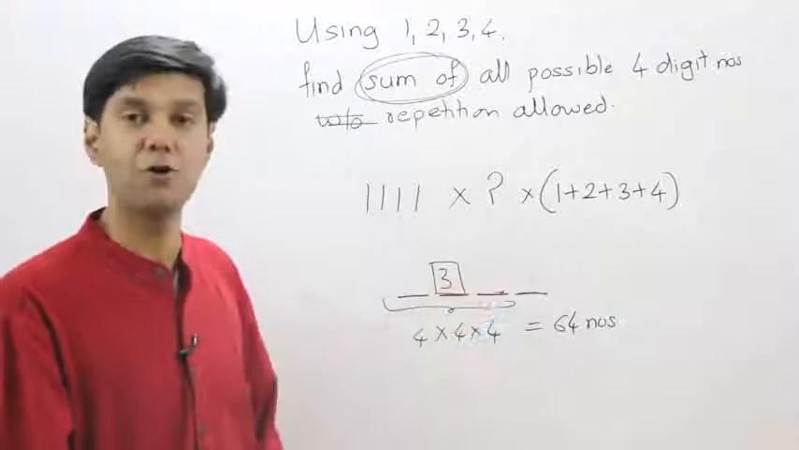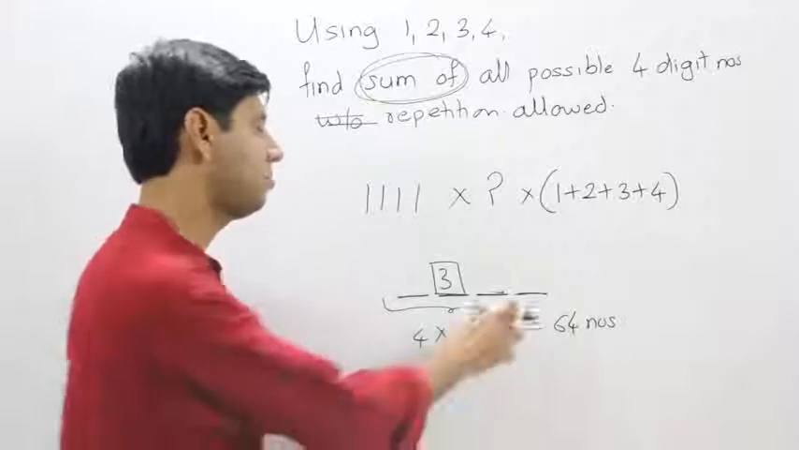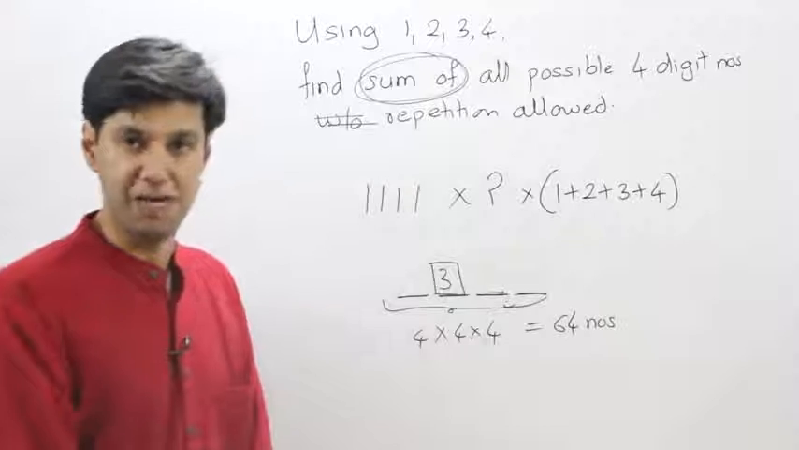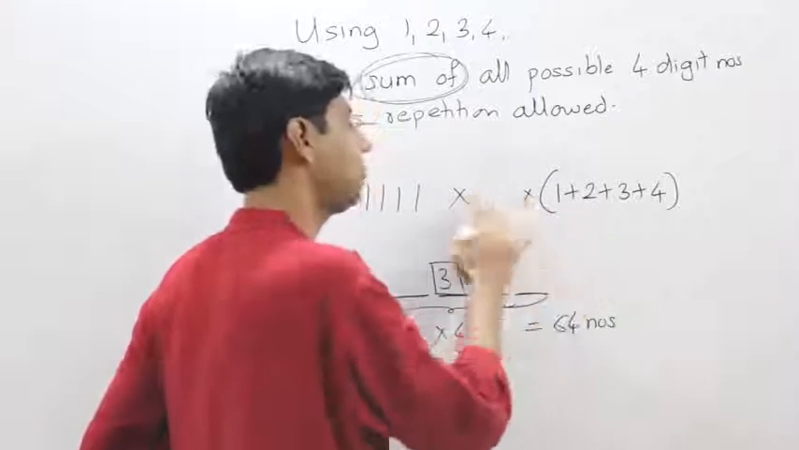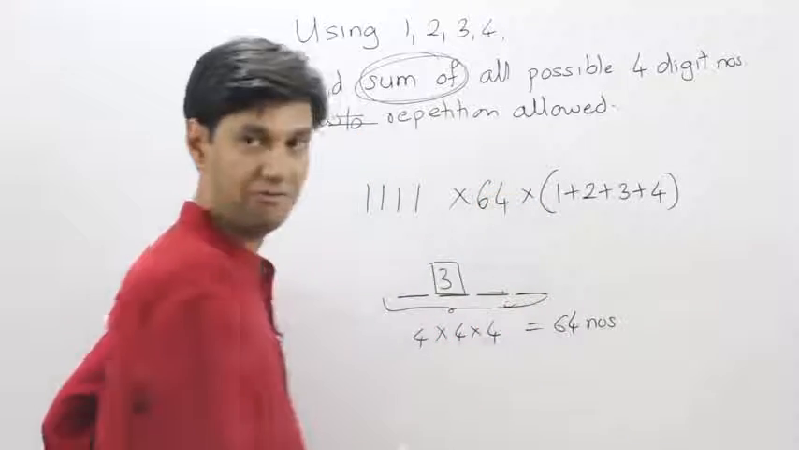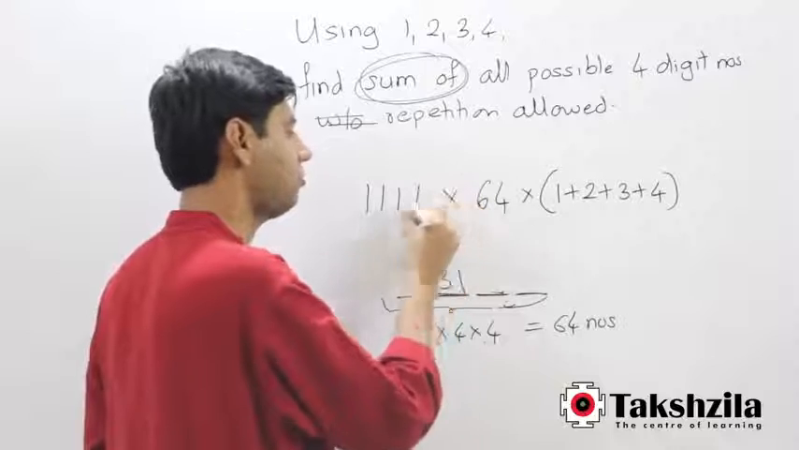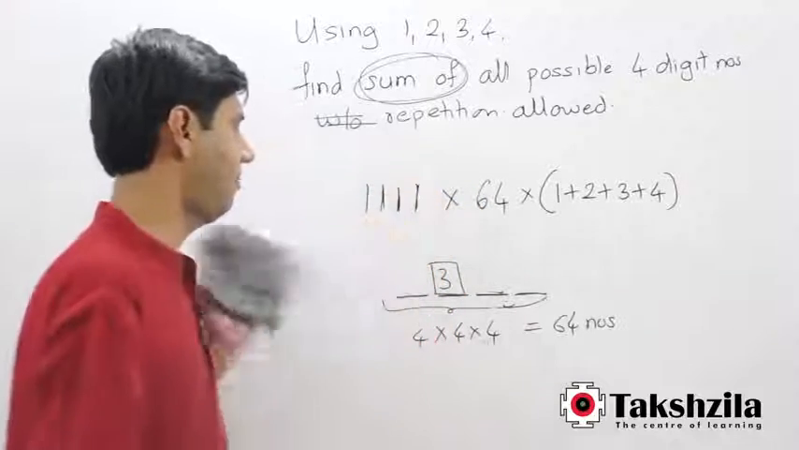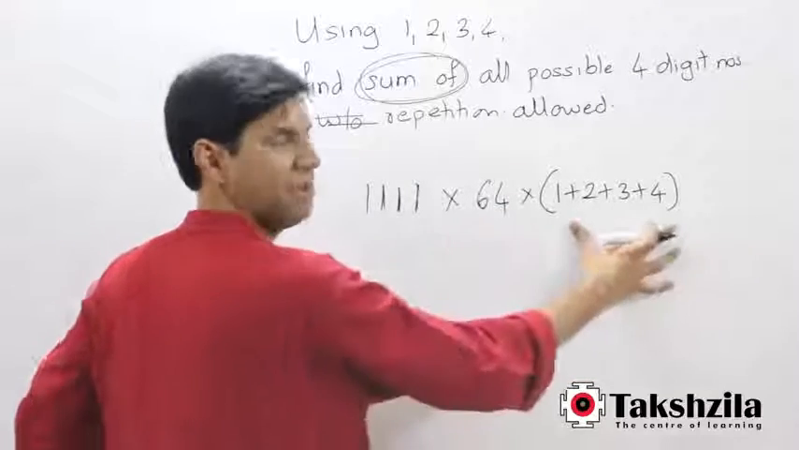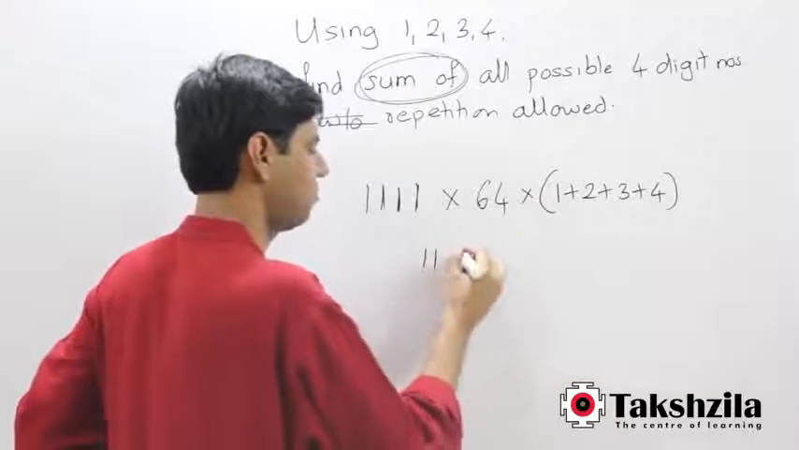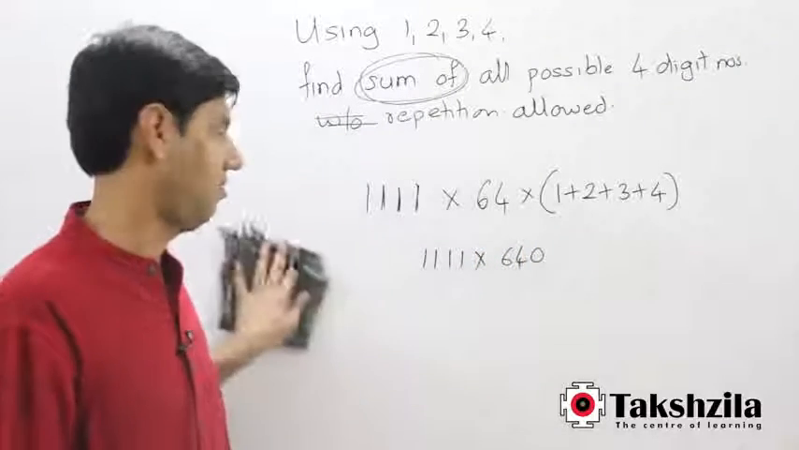So how many times am I going to get 3 in the hundreds position? I would still be getting 3 in the hundreds position in 64 possible numbers, right? So I would be adding 1, 2, 3 and 4, 64 times each of them for each column, and including the positional value, I would have to multiply it with 1111. The summation of 1 to 4 is easy, so you should be able to handle it conveniently in this case, right? This will be the answer.